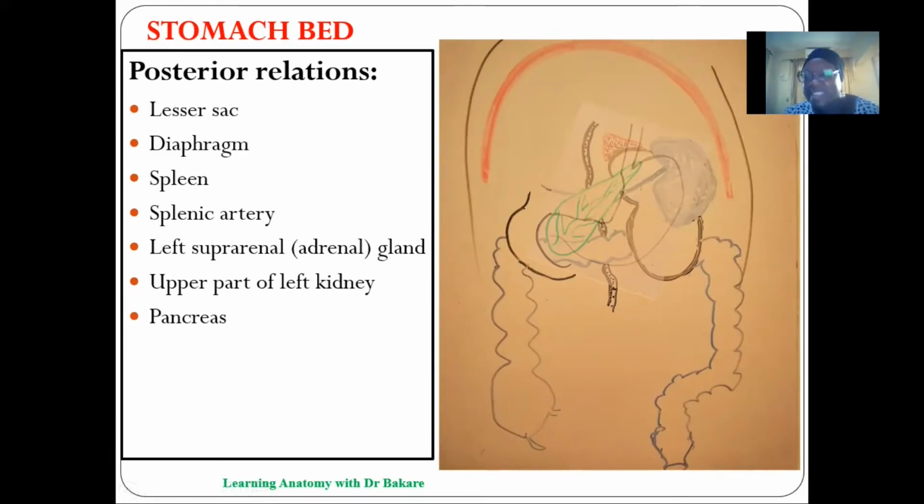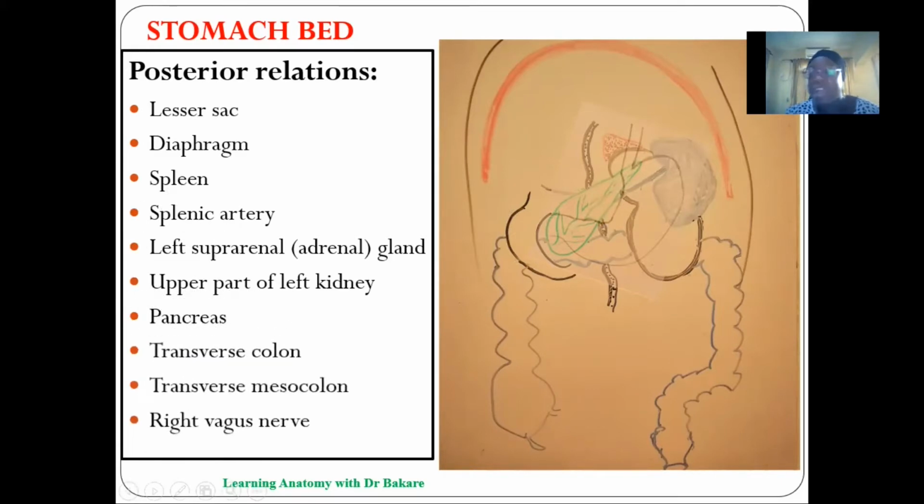Then we have the pancreas. This is the pancreas highlighted in green. The pancreas also forms the posterior relation of the stomach. Then we have the transverse colon. This is the transverse part of the colon. It's also seen behind the stomach, and also the mesentery of the transverse colon, which is also referred to as the transverse mesocolon.